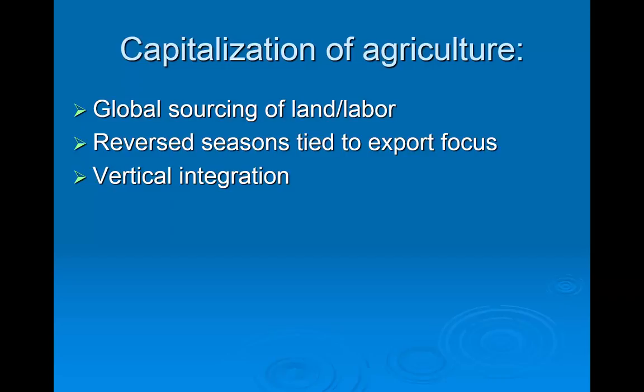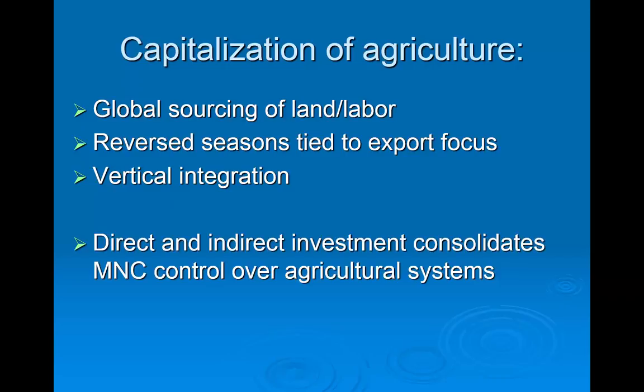Now, by channeling money into this class of rural capitalists, we're finding a way to consolidate multinational corporate control over agricultural systems, either directly through their own presence or indirectly through their own domination. This has led to a change in crop focus. Over time, it's also led to a change in destination.